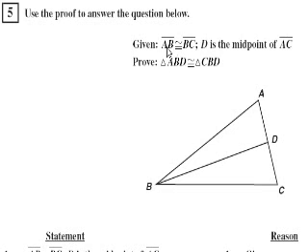So given that side AB is congruent to side BC, we could say that side is equal to that side. That's given. D is the midpoint of AC, so D is equidistant between A and C. That means AD and DC are of equal length. Let me write that. Prove that triangle ABD is congruent to triangle CBD.